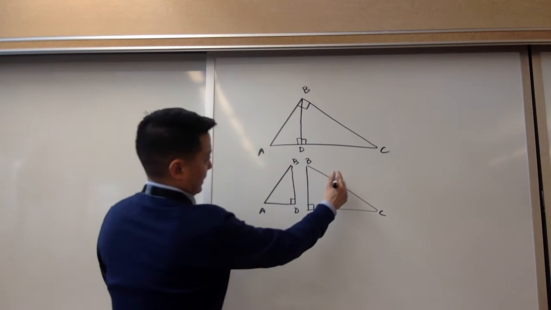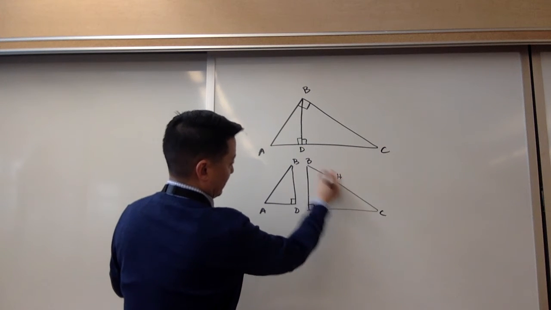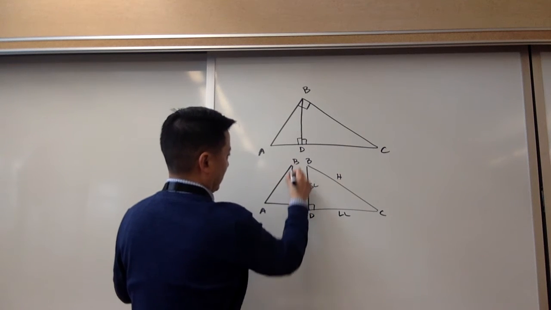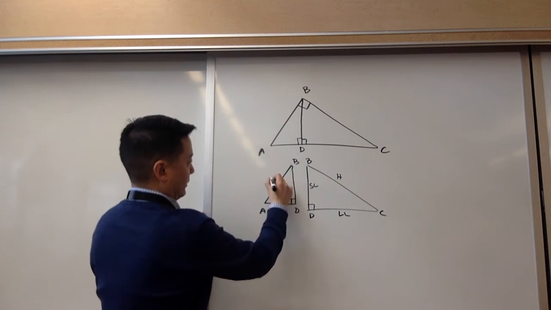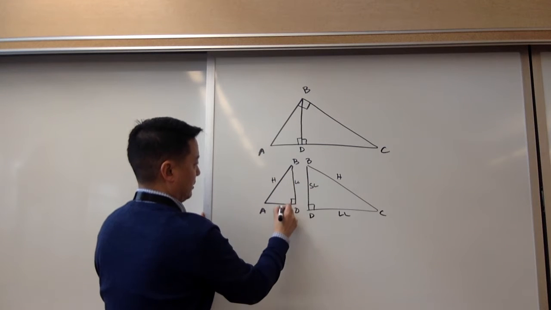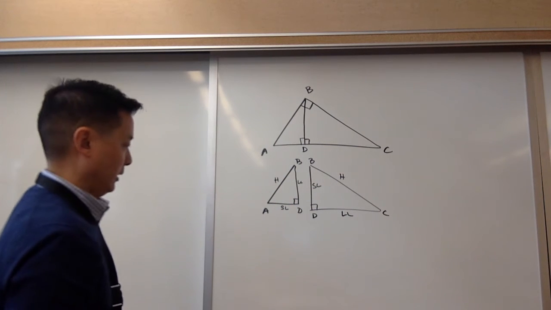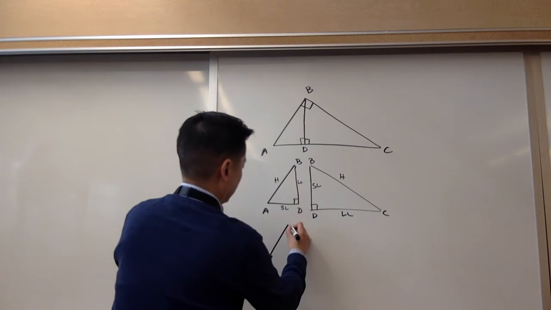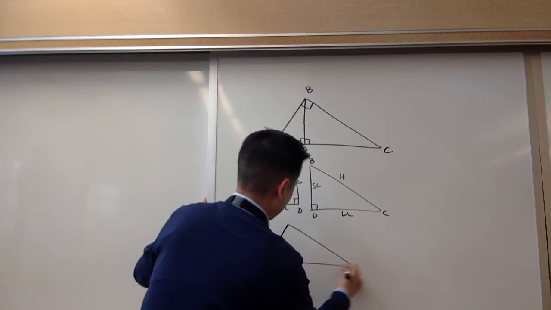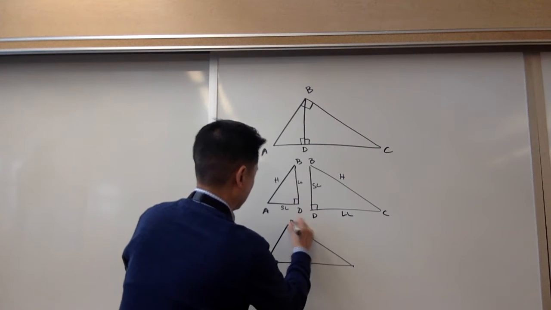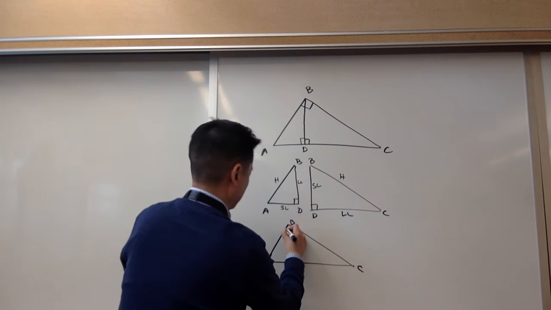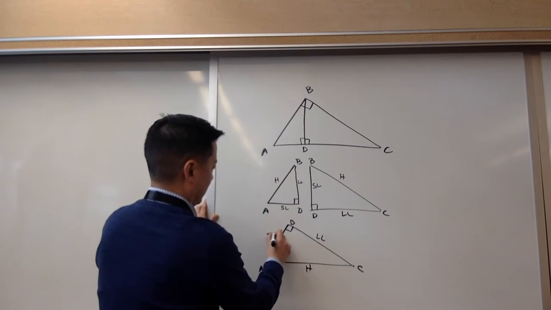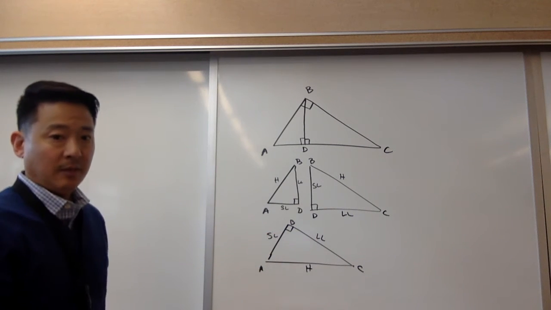Well, the hypotenuse of the medium triangle is here. This is the long leg, and this is the short leg. For the little triangle, this is the hypotenuse, this is the long leg, this is the short leg. For the biggest triangle, the one that just looks like this, this is the hypotenuse, this is the long leg, and this is the short leg.